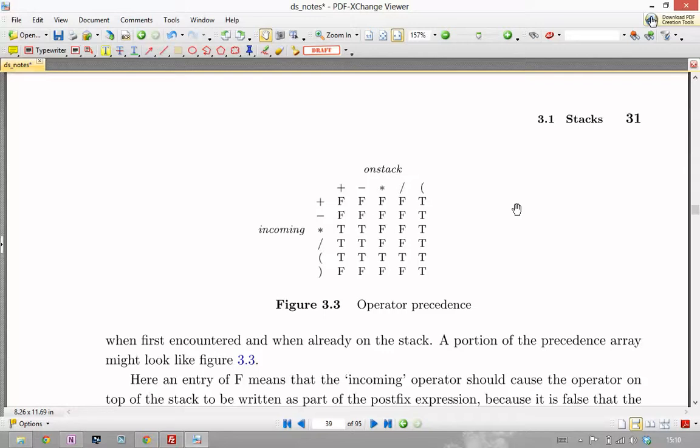end. I told you to ignore the right parenthesis line. There isn't even a right parenthesis line on the top row. Why is that? Right parenthesis never makes it onto the stack. Right? Okay.